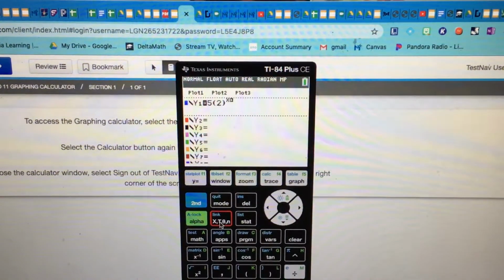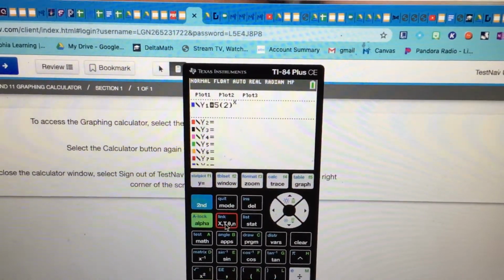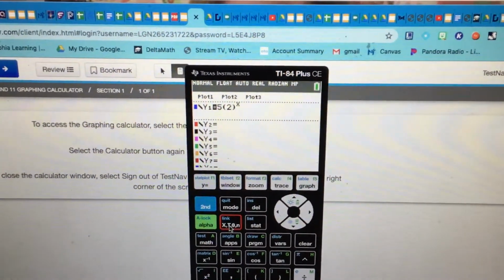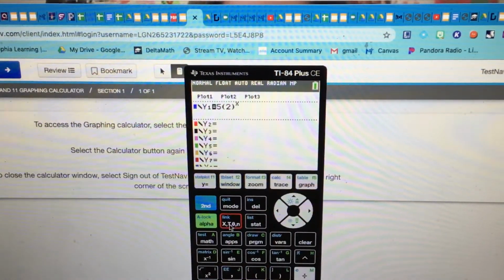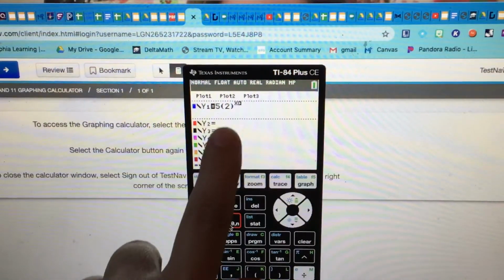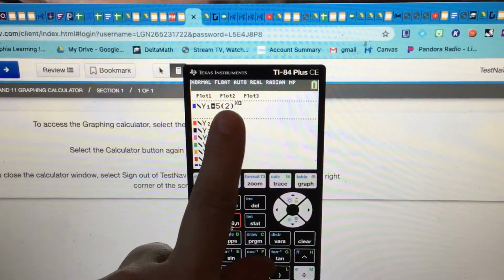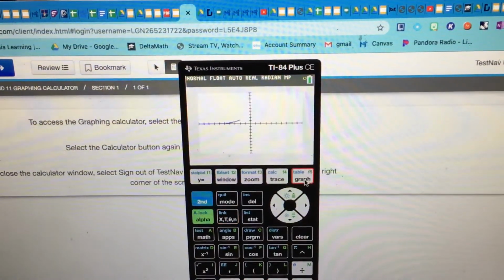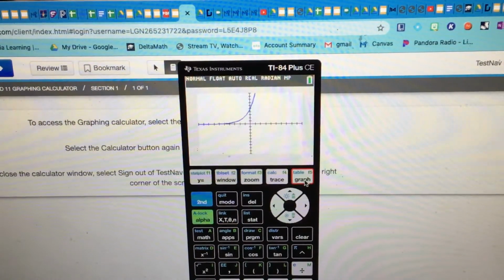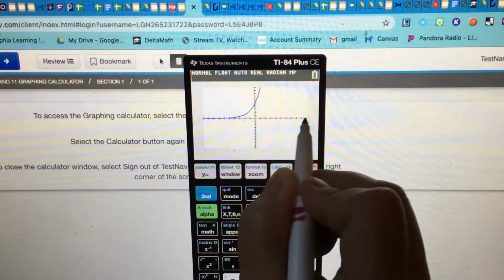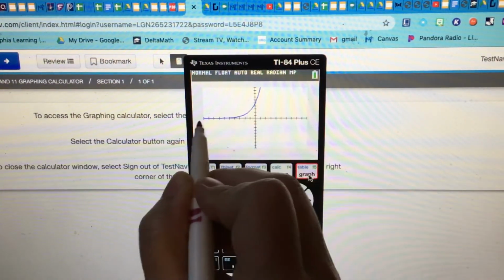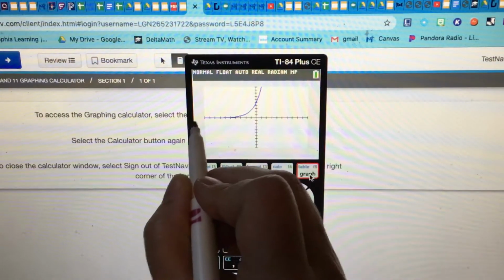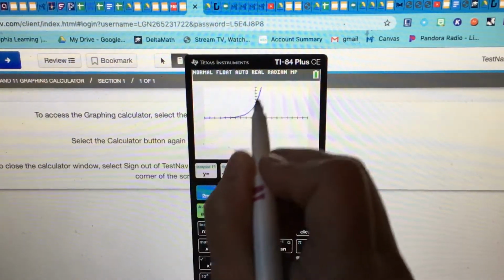Now, before I hit graph, I know that because there's no plus or minus in the back of the equation, the horizontal asymptote is going to be right on the x-axis. I know that it's going to be growth because my b is bigger than 1. So let's take a look. Graph. Sure enough, my x-axis is my horizontal asymptote. The domain, forever to the left, forever to the right. So the domain is all reals.